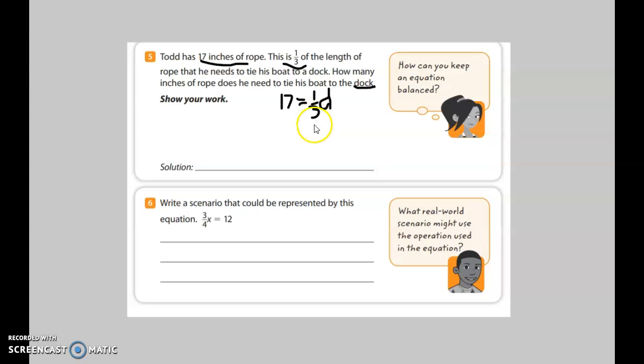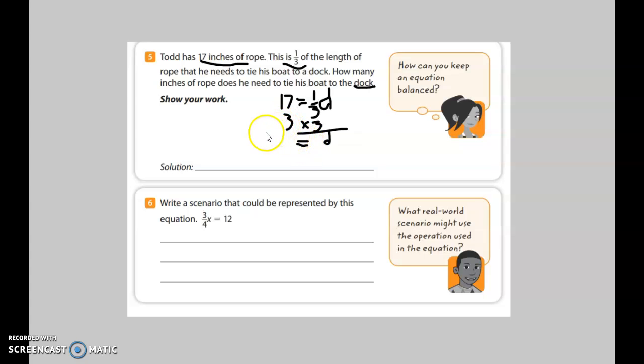It's 3/1. So it would be times 3. Right? Because 3 times 1/3 is going to equal 1, so it's going to get rid of that coefficient for us. And that is not a multiplication sign. So both sides get multiplied by 3. We do it to the variable side to get rid of the coefficient and isolate the variable. This side we have to do it to balance our equation.